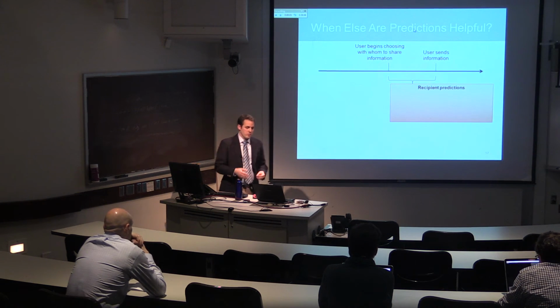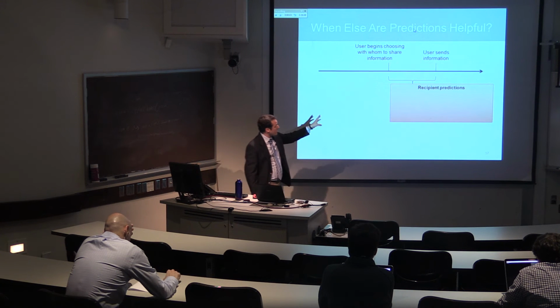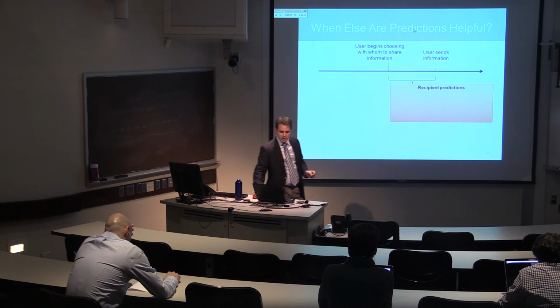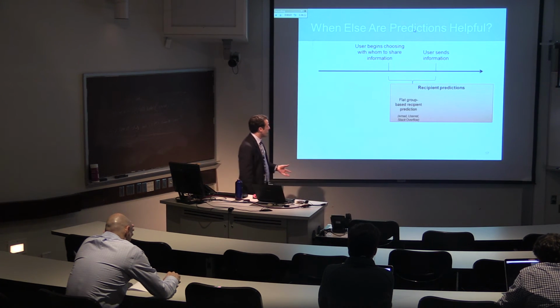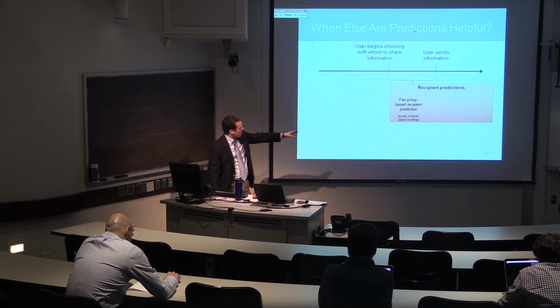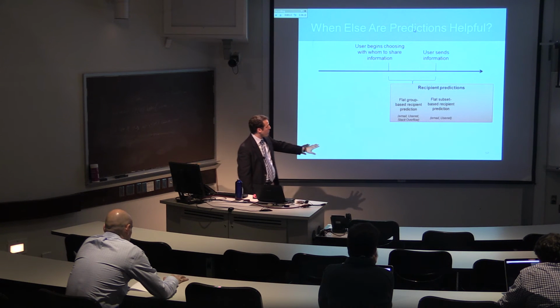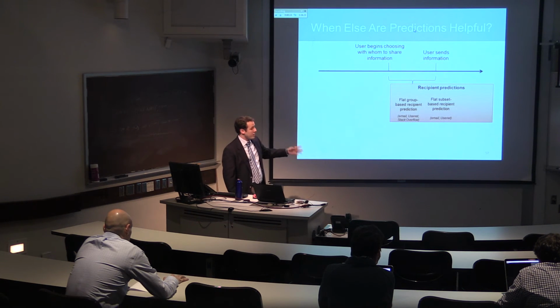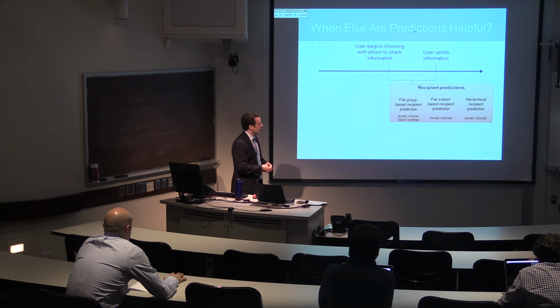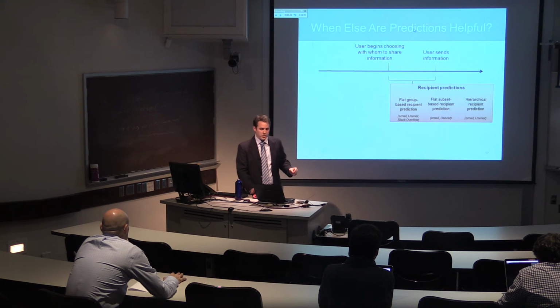So we've now added into this space of our timeline of recipient predictions. In particular, we found that flat group-based recipient prediction, we provided support that they're helpful in email, Usenet, and Stack Overflow. We've provided support that flat subset-based recipient prediction is even more helpful in email and Usenet. And hierarchical recipient prediction is even more helpful in email and Usenet.